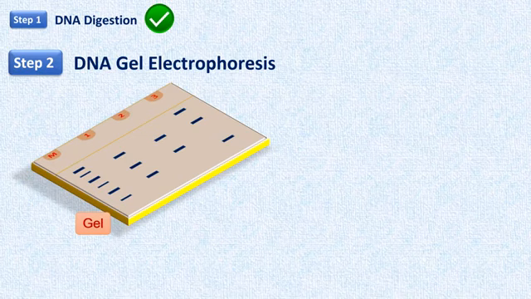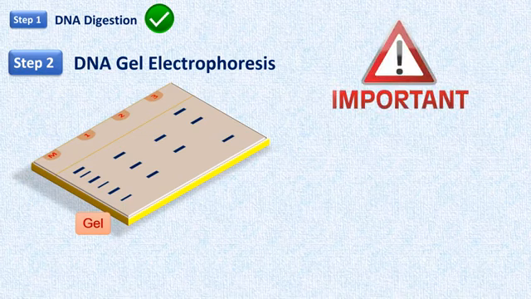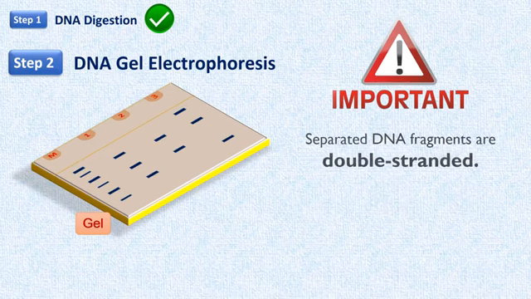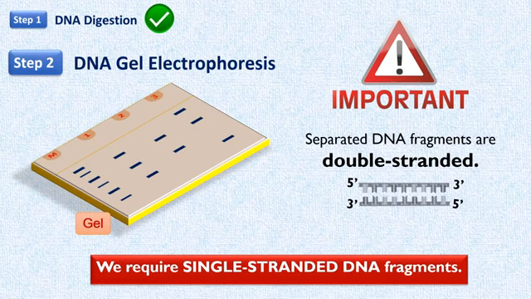The second step is DNA gel electrophoresis. The separation of DNA fragments resulting from the first step is done by gel electrophoresis. The DNA fragments get separated according to their molecular weights. Here we need to note something. These separated DNA fragments are double-stranded. But, for the hybridization step, we require single-stranded DNA fragments.